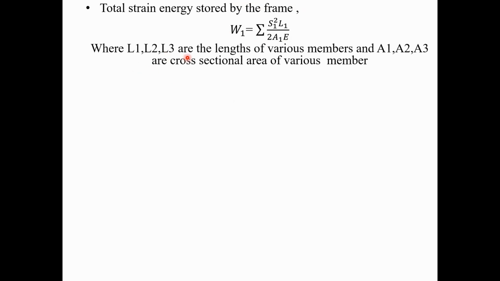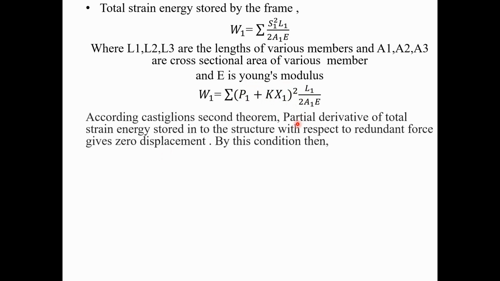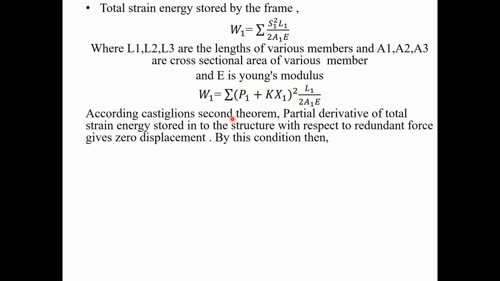Here L1, L2, L3 are the lengths of various members and A1, A2, A3 are the cross-sectional areas of the various members, and E is the Young's modulus. By replacing the total force, it is equal to summation of (P1 plus Kx1) square. So the final force in any member of the truss will be equal to (P1 plus Kx1) whole square into L1 upon 2A1E.